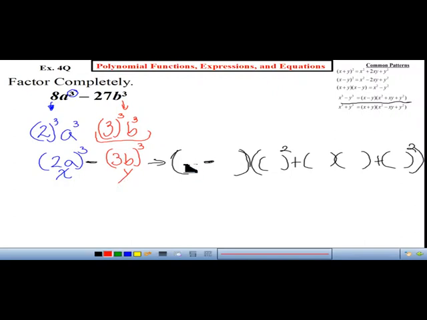Miles, what goes here? No, right here. What is x? 2a. What is y? 3b. What is x again? Instead of x, what do we have? 2a. Instead of x, what do we have? 2a. What do we have instead of y? 3b. So that goes right here, 3b and 3b.